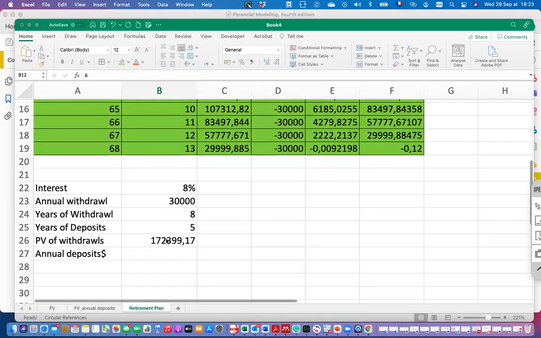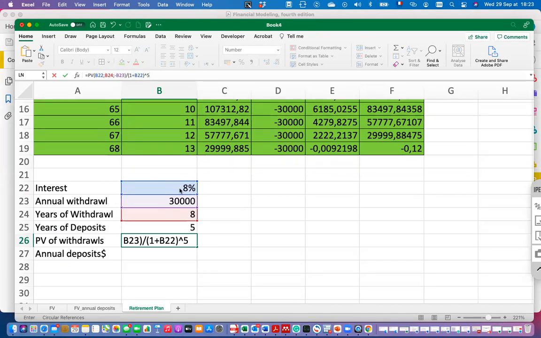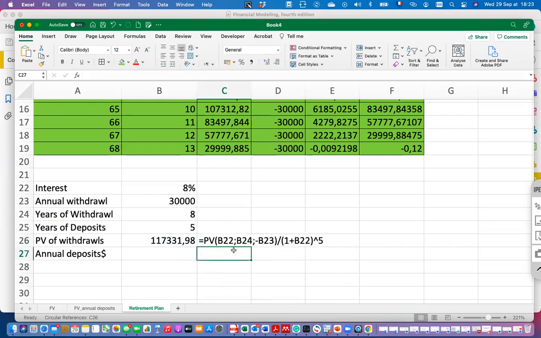So we go to the present value here, the PV function, and I will divide it by 1 plus the discount factor, which is the interest rate, power 5. This is the real present value of withdrawals. So equal formula text, so it's the formula text, right? So it is equal to the PV function, the ordinary one, right? Then you have to divide it by 1 plus the interest rate power the number of years of deposits, which is 5 years here.